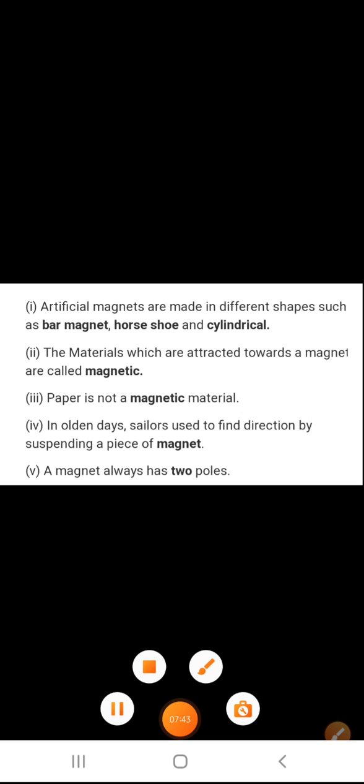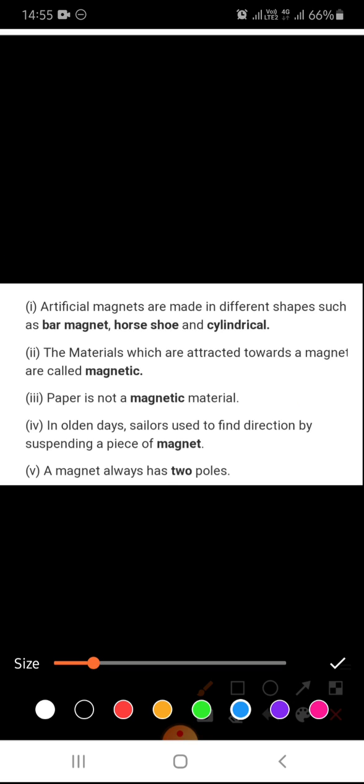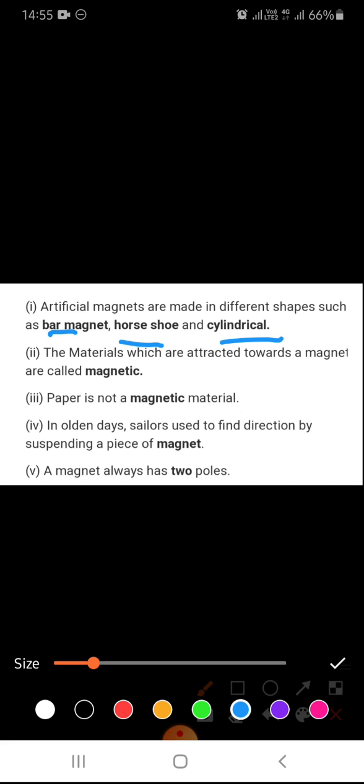The first fill in the blank is: artificial magnets are made in different shapes such as bar magnet, such as, dash is there, you have to fill in: bar magnet, horseshoe magnet, cylindrical magnet. I have written three, you can write any other also. You have to write three types of artificial magnet here.